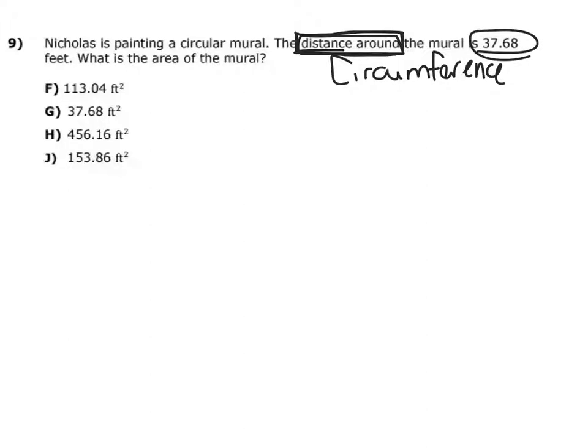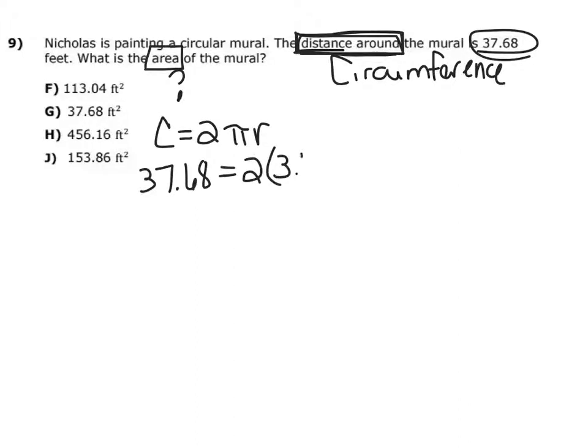So first we need to find what radius is because we want to find area. That's what we're looking for. And in order to find area, remember we have to use radius. So what we're going to do is we're going to go ahead and write the formula for circumference. Because they are giving us circumference, I need to use the circumference formula in terms of radius. So we're going to go ahead and substitute what we know. So we know that circumference is 37.68. The 2 stays the same. Pi is 3.14. And radius is what we don't know.